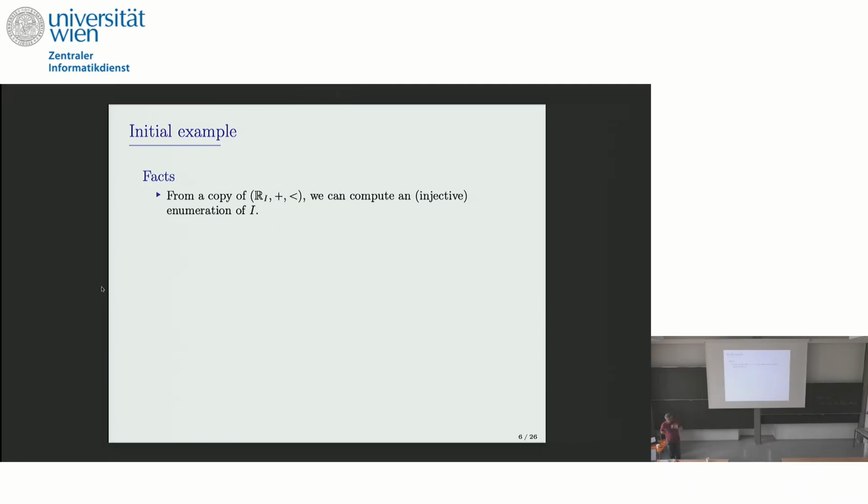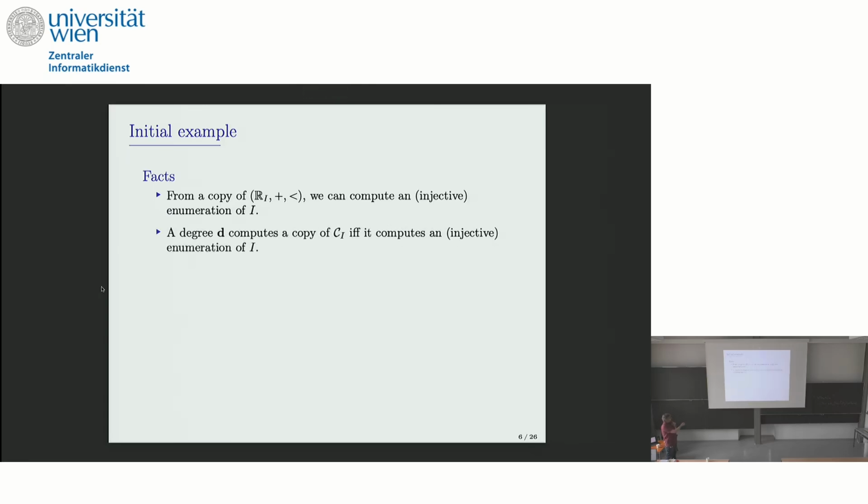Now, from a copy of just Ri with plus and less than, we can compute an injective enumeration of I. Non-uniformly, say I know 0 and 1, and then I can start figuring out 1/2, 1/4, 3/4, and using comparison, given a real number between 0 and 1, I can write out its binary expansion. If it's a dyadic rational, I'll notice because I'll see that it's equal to one of the dyadic rationals I'm enumerating, and then I can give both of its expansions in my list.